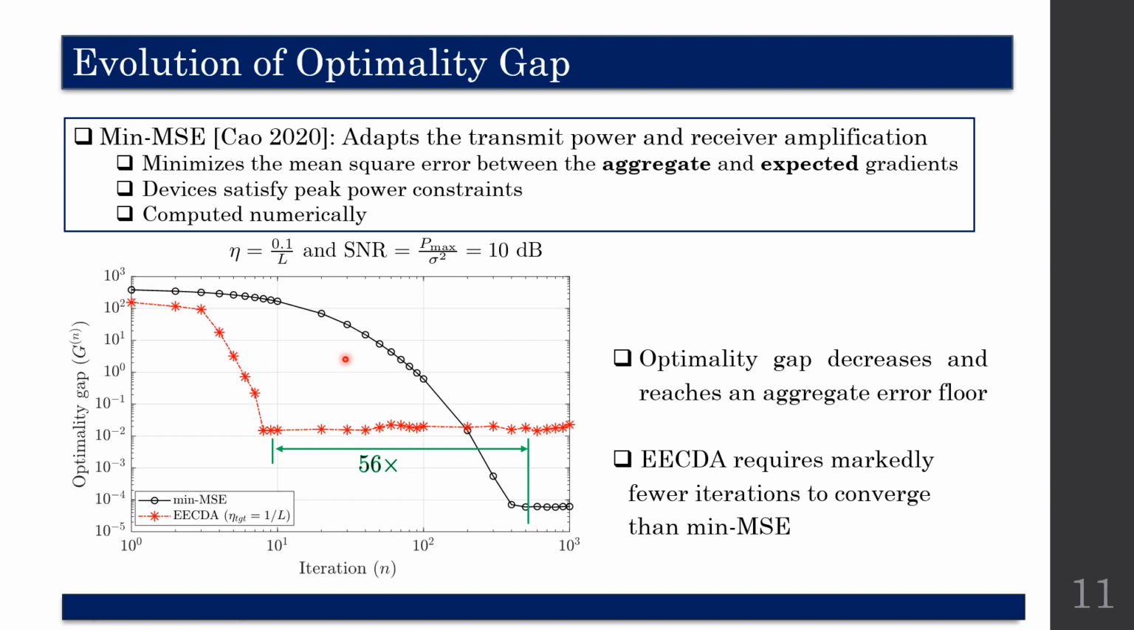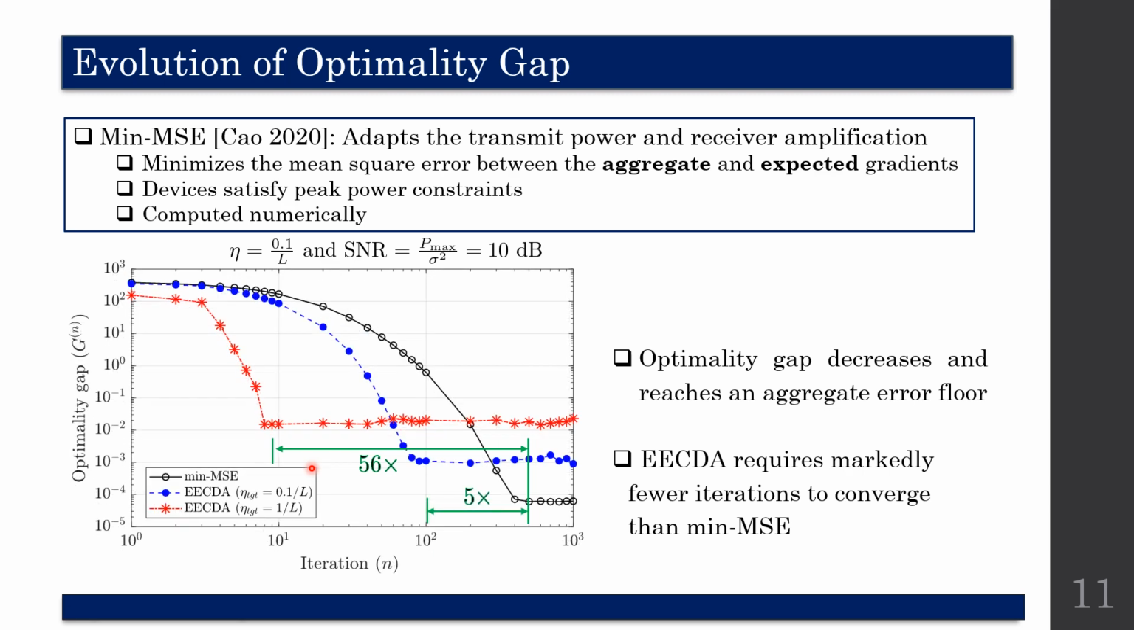Next, we show in black the conventional mean square error minimization scheme, that adapts the transmit power and the receiver amplification to minimize the mean square error between the aggregate and expected gradient, such that the devices satisfy the peak power constraint like ours. This solution has to be computed numerically. We see that for min-MSE also, it decreases with iteration and reaches an aggregate error floor which is lower than ours, but it converges to that aggregate error floor around 500 iterations. So there is a 56x gain we get by employing EECDA with a target learning rate of 1 by L.